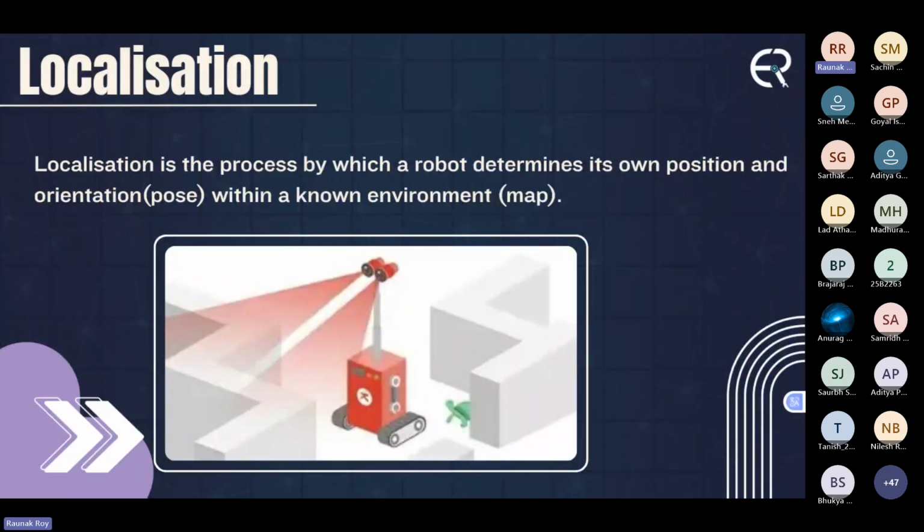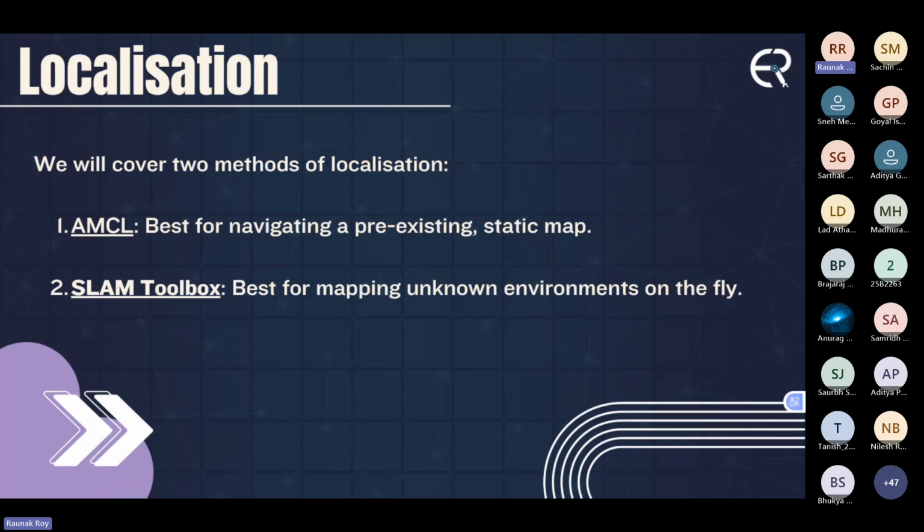So now that we've successfully mapped our environment, we will now see how to determine our own position within that environment. Localization is the process of estimating the robot's pose, which is its position and orientation within the map. We will be covering two methods of localization. First one being AMCL, which is optimized for a pre-computed static map, and the second being SLAM Toolbox, which is best for mapping unknown environments.